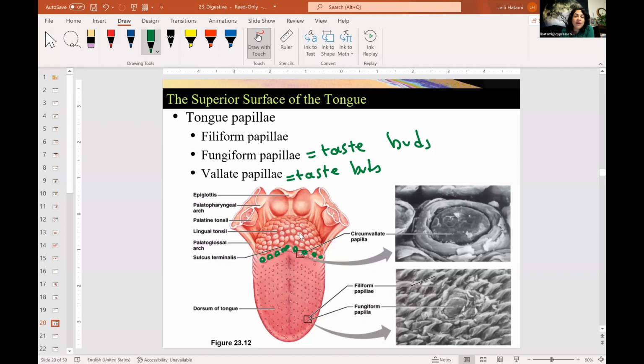If you look at the tongue under a microscope, you can find that the papillae of the tongue are lined or covered by stratified squamous epithelial tissue, and between those stratified squamous cells of the fungiform papillae and vallate papillae, you can find the taste buds.